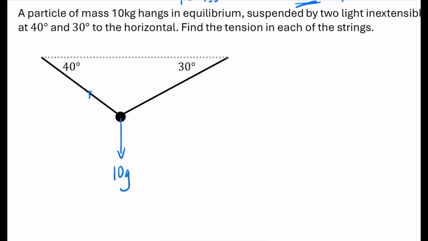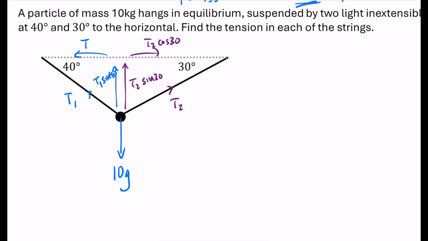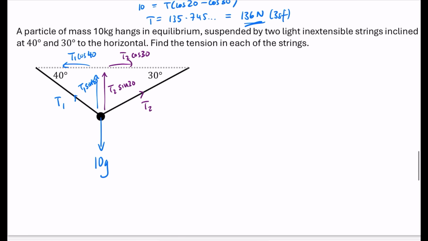So the weight is 10g. I will call this one T1 and this one T2, and I'm just going to do that same process. So for T2, this would be a T2 sine 30, it's opposite. This would be a T2 cos 30. For T1, when I split it, there is a T1 sine 40 and a T1 cos 40. So if you want to, you can redraw a diagram. I'm going to do a bit of saving time here. I'm going to do resolving up and down and left and right.